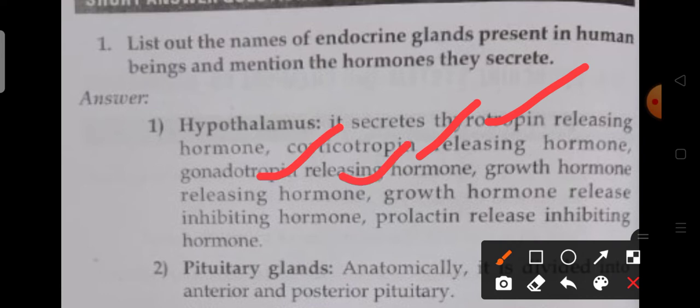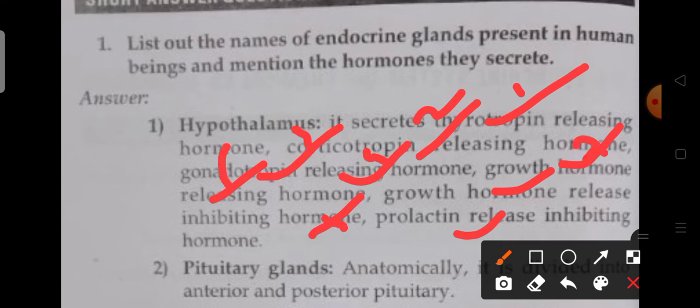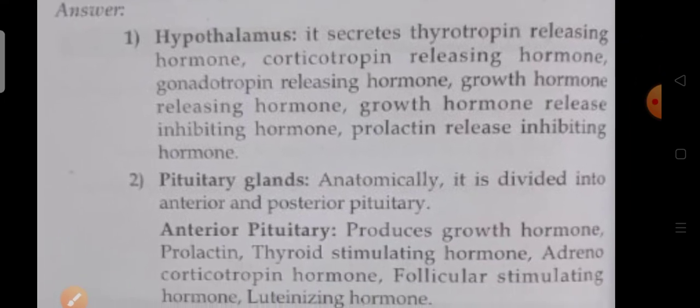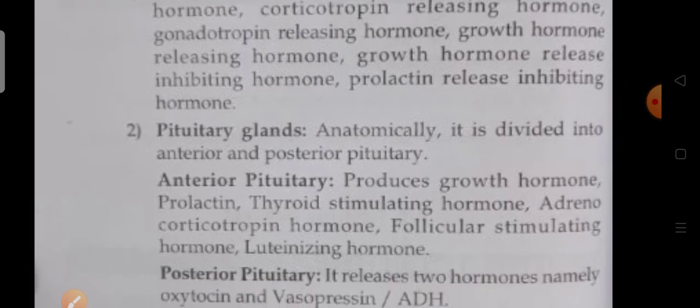Next, growth hormone releasing hormone. Next, growth hormone release inhibiting hormone. Prolactin release inhibiting hormone. Okay, 1, 2, 3, 4, 5, 6, 7, 8, 9. So nearly 9 types of hormones are secreted by the hypothalamus, which is located at the brain. Okay, it's clear now. So next, coming to the pituitary gland.